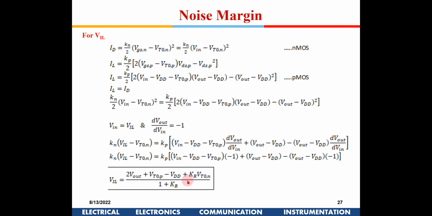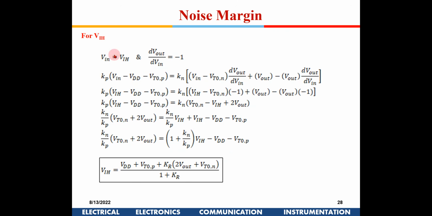Okay, so you get a VIL out here, right? Similarly for VIH, now the pMOS will be in saturation, and the nMOS will be in the linear region. So this gets swapped. Again, you differentiate it, and you can put it in as dVout/dVin equal to -1. So again you get the VIH value.